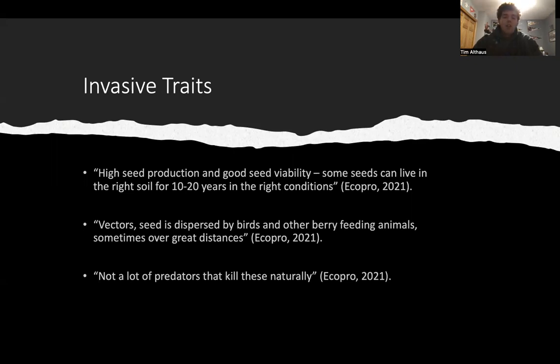But the reason they are usually found in such thick and dense groups is that most seeds of the multiflora rose fall right from the bush and are planted pretty much right next to where the original plant grew. And there are not a lot of predators in our world that kill these naturally. There's not a lot of bugs or diseases that get rid of these without human intervention.